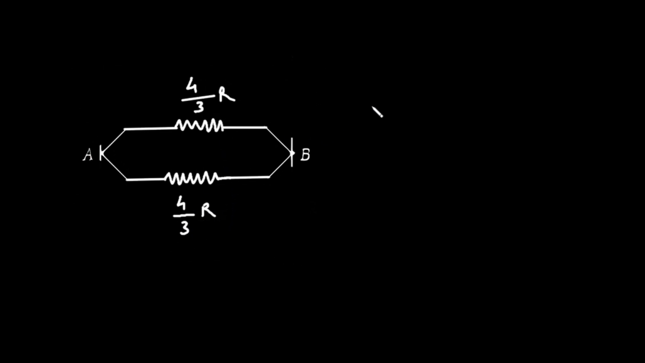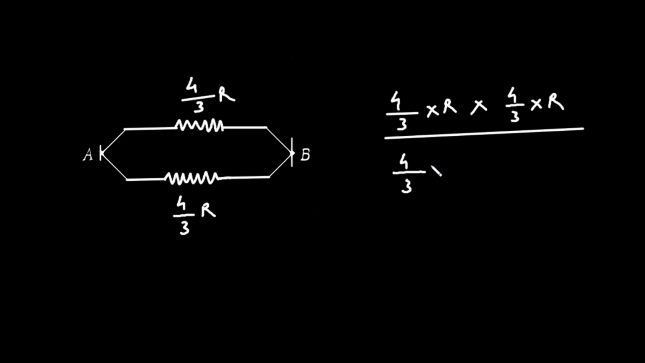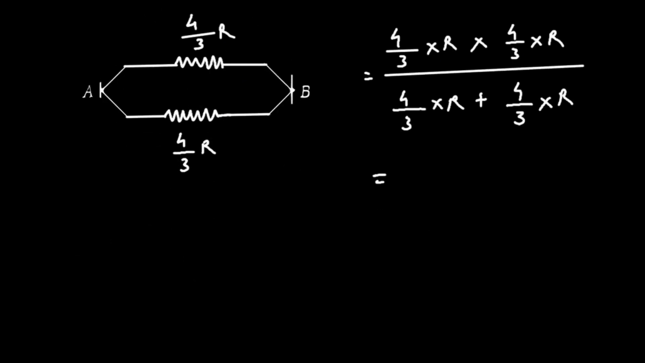Now these two are connected in parallel. So it will be 4 by 3 into R multiplied with 4 by 3 into R divided by 4 by 3 into R plus 4 by 3 into R. Now if we solve this, or we can simply solve the answer by taking, here we can see both the values are same. Now when two resistances are connected in parallel and they both have same resistances, that time we have to take half of it. So we can solve by this method also. So let's solve by this method.